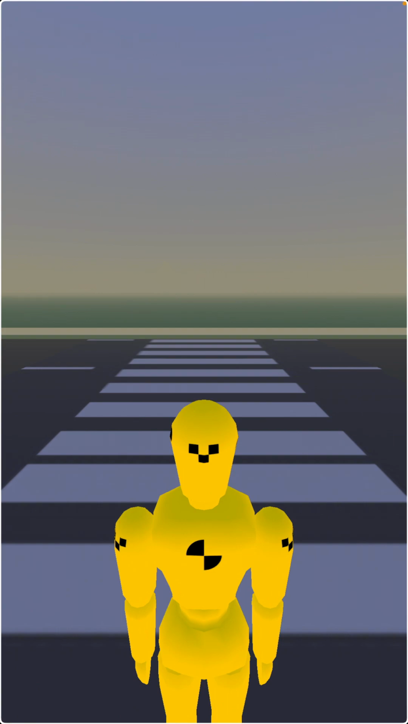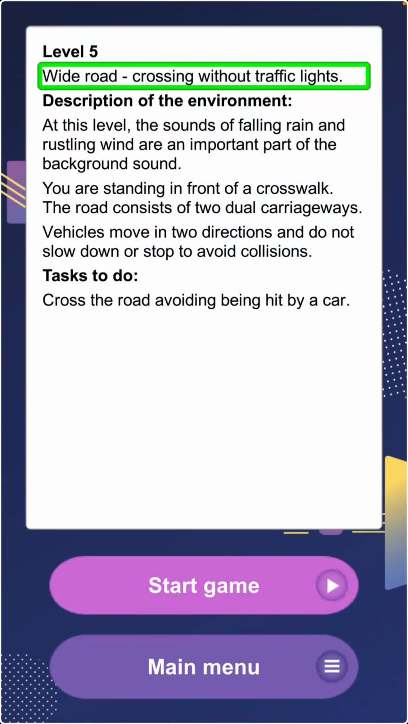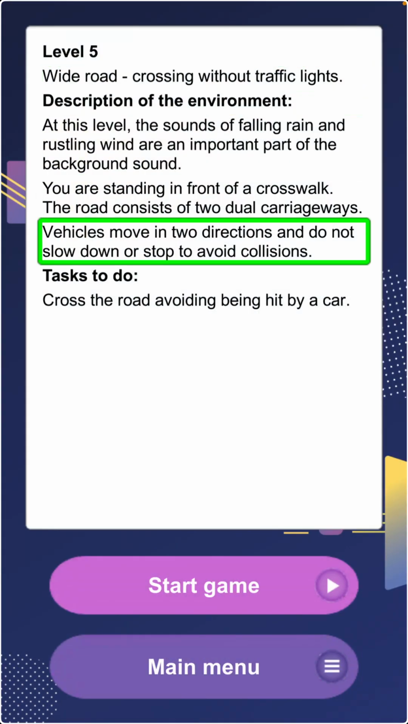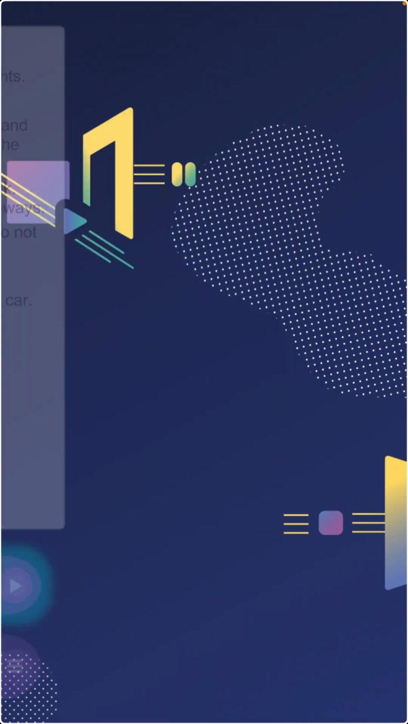No. You failed. Try again. Level 5. Wide road. Crossing. Description. At this level, you are standing. Vehicle. Task. Cross the road. Avoid. Start game.